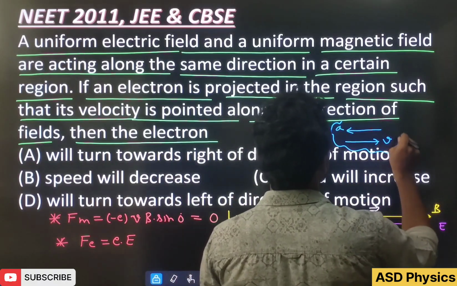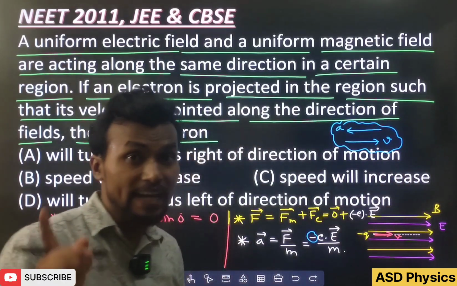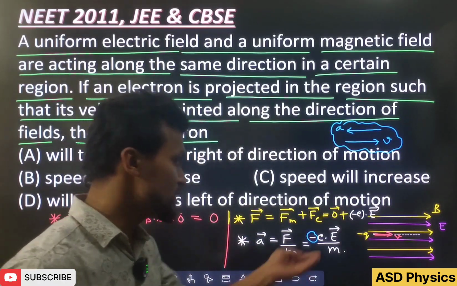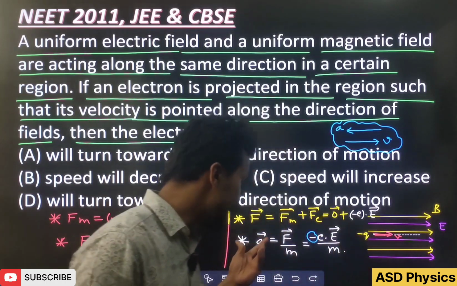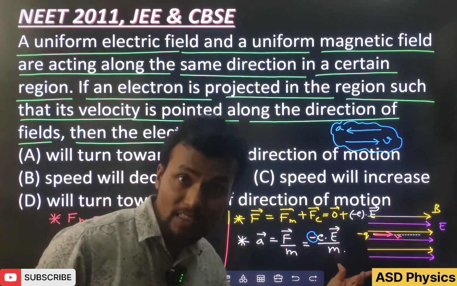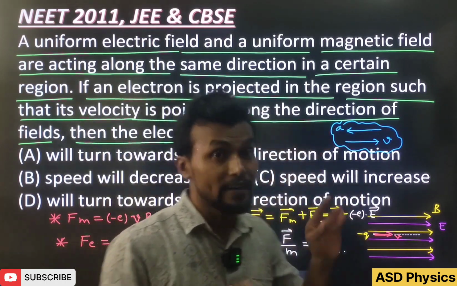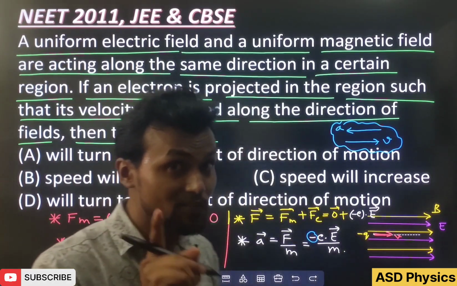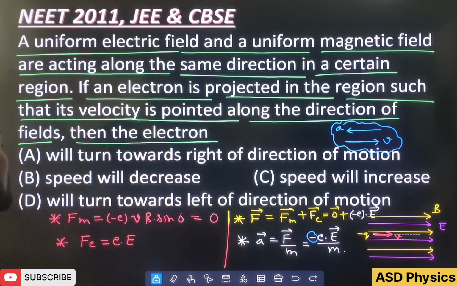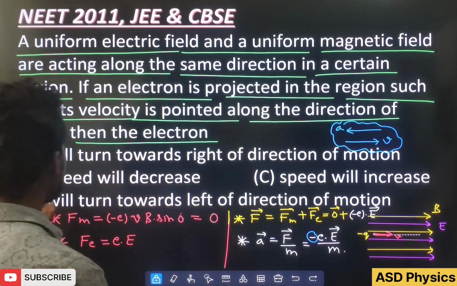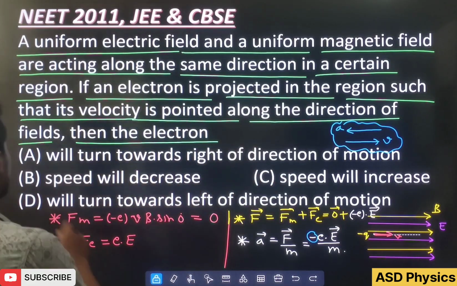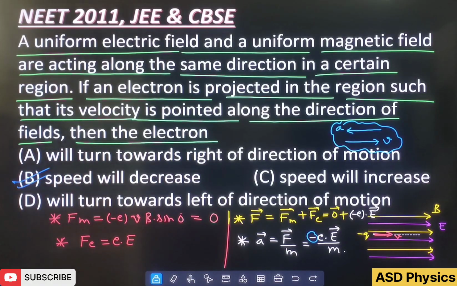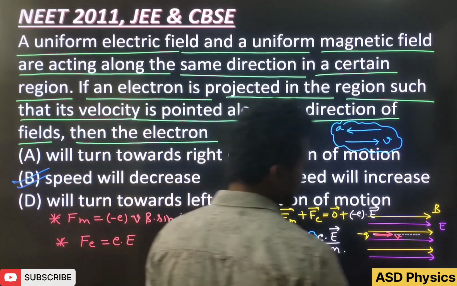So you can see very well here, a and v are acting in which direction? Opposite directions, because v is to the right, and acceleration acts opposite to the electric field direction, that means to the left side. And we know very well, when a and v are in opposite directions, what will happen to the speed? Speed will decrease. So which option is correct here? Will turn towards right of the direction of motion, speed will decrease, speed will increase. So the correct option is option B: speed will decrease.